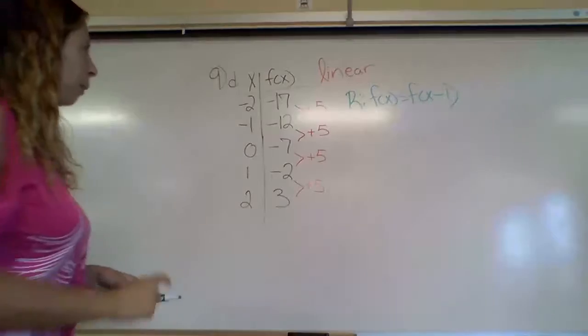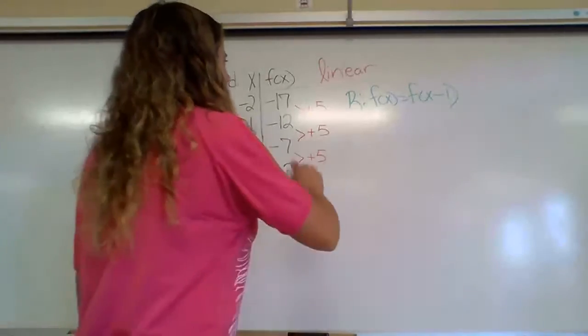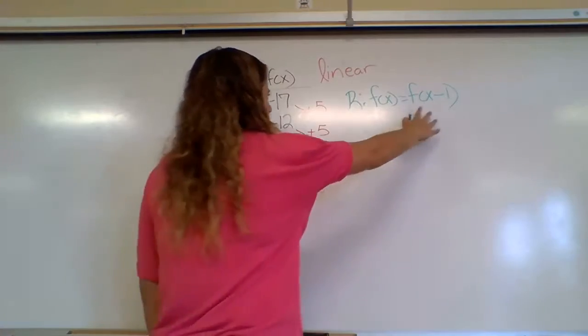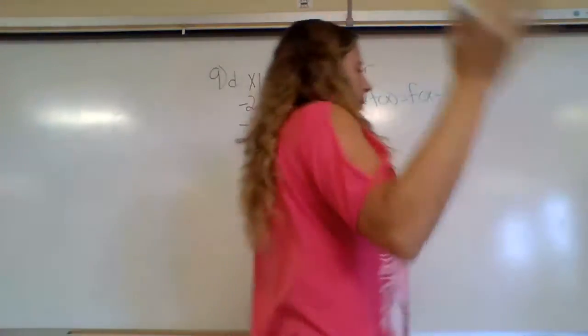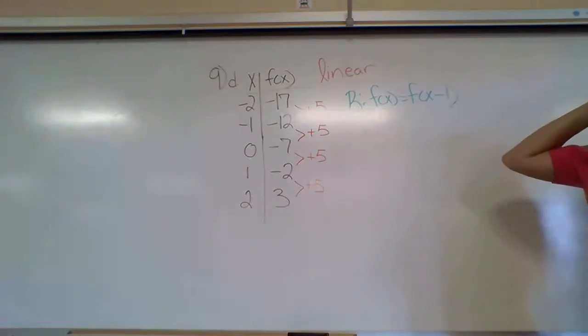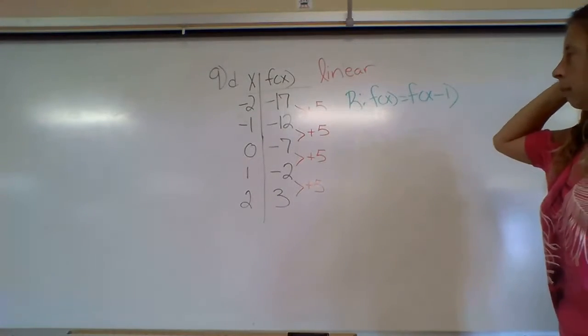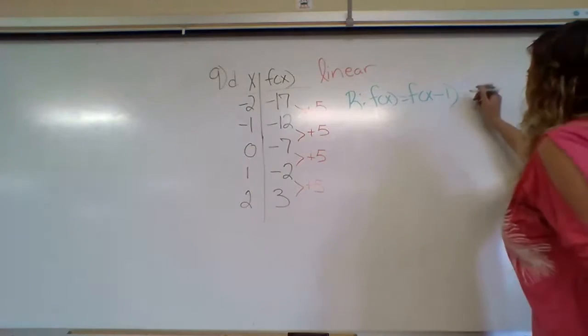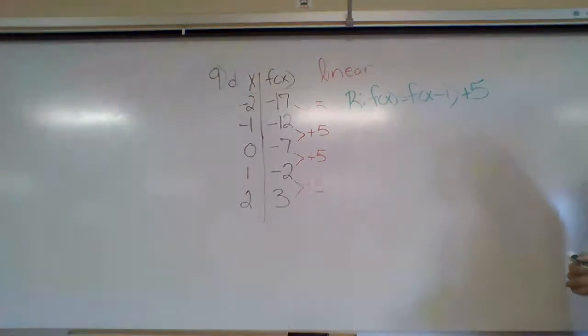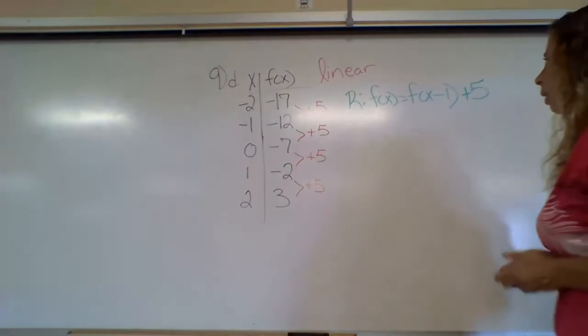This is always how we start out our recursive equations. Previous term, and then whatever we're doing to the previous term. So what are we doing to the previous term? We're adding 5. So that is your recursive equation. Boom, done, nailed it, moving on.